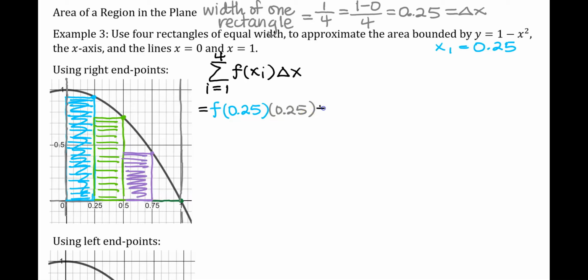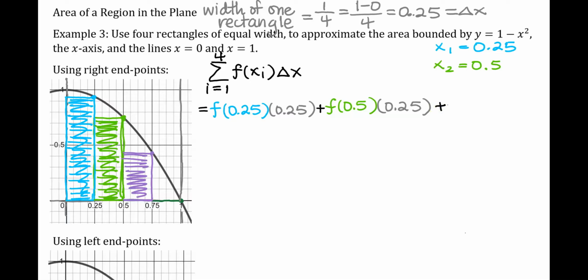And now let's go on to find the second term. Our x sub 2 is going to be 0.5 because the height of the second rectangle, of this green rectangle, is the function value at 0.5. At 0.5, that is where we shot straight up to grab that right endpoint. So for the area of that second rectangle, we take the function value at 0.5 and multiply it by 0.25. That's the width of all of our rectangles.